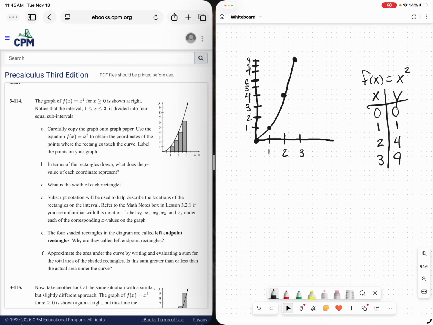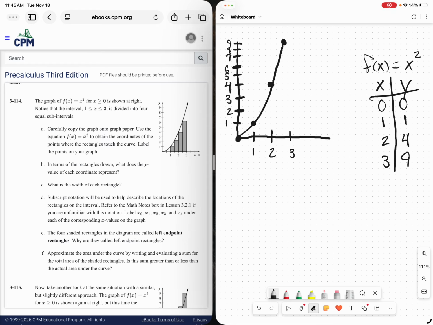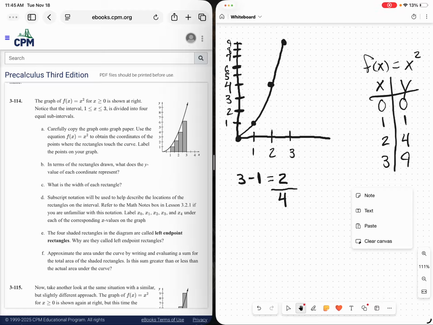Okay, so now we need to divide this into sub-intervals. Here's the best way to do this: take your interval, which is 1 to 3, and subtract it. That's a distance of 2. Then divide it by the number of pieces. So there are 4 equal intervals, and the width of my interval is 1/2. That's the width.